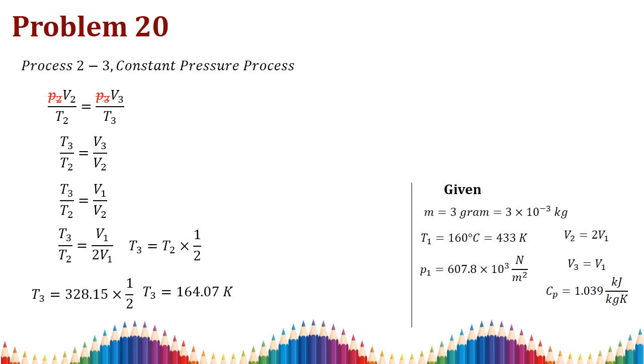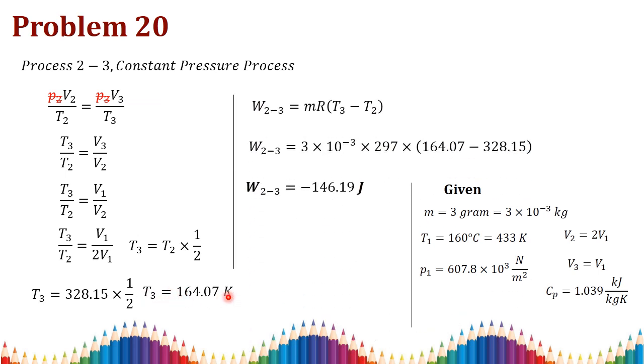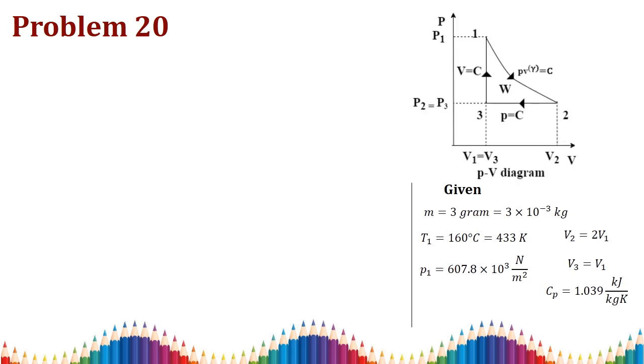Then considering process 2 to 3 as a constant pressure process, applying the PVT relation we find T3. That is, T3 is equal to T2 into V1 by V2, where V2 is 2 times V1. We can cancel both the V1, so we get 1 by 2 times the temperature T2. Then T3 is equal to 328.15 into 1 by 2. As a result, T3 is 164.07 Kelvin. The work done for a constant pressure process is m R into T3 minus T2. As we know T3 and T2 from the previous step, the work done of 2 to 3 is minus 146.19 joule.